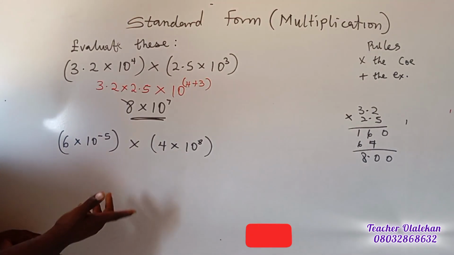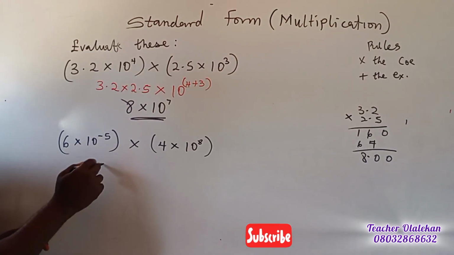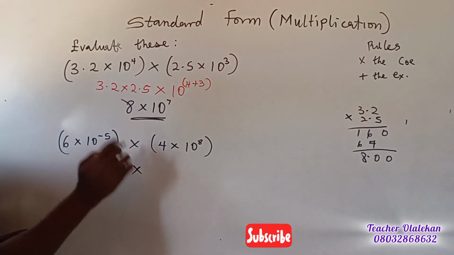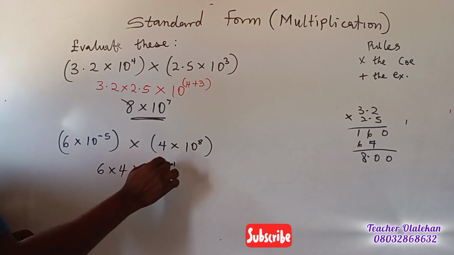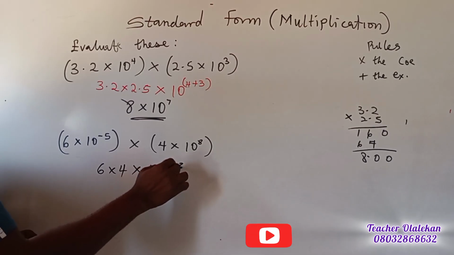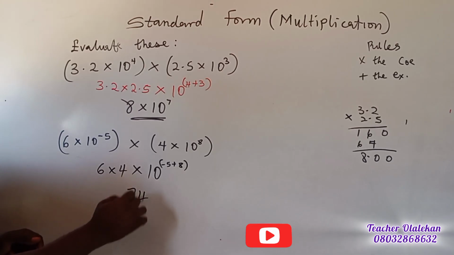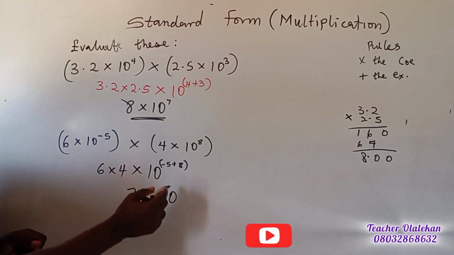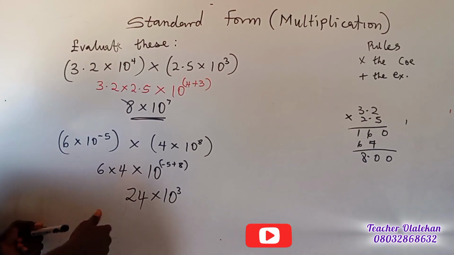This one is quite easy. We'll do the same thing. We multiply the base, that is the coefficient, so that becomes 6 times 4. Then we add the exponents. So that is 10 raised to power negative 5 plus positive 8. This gives us 24 times 10 raised to power positive 3, because negative 5 plus positive 8 gives us that.